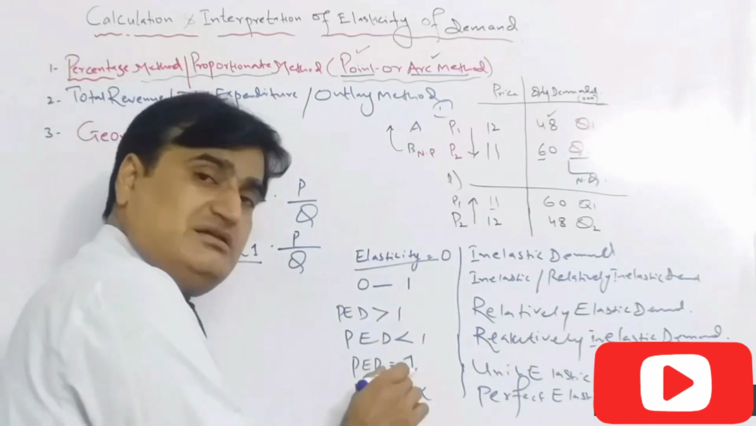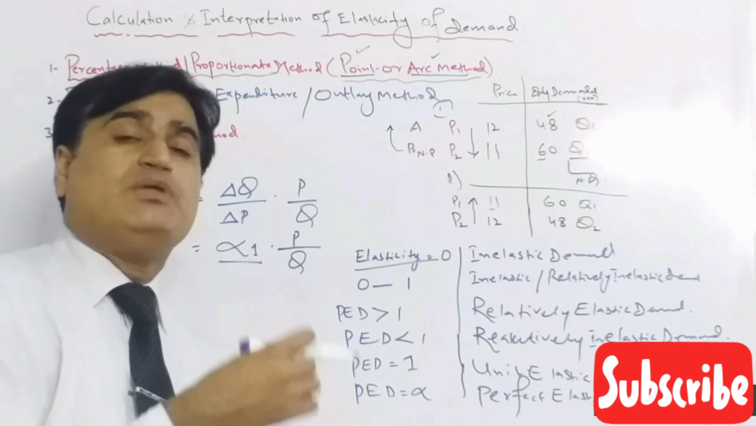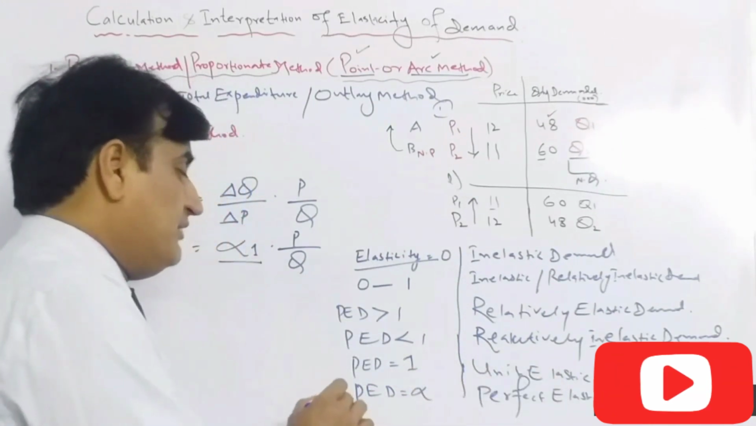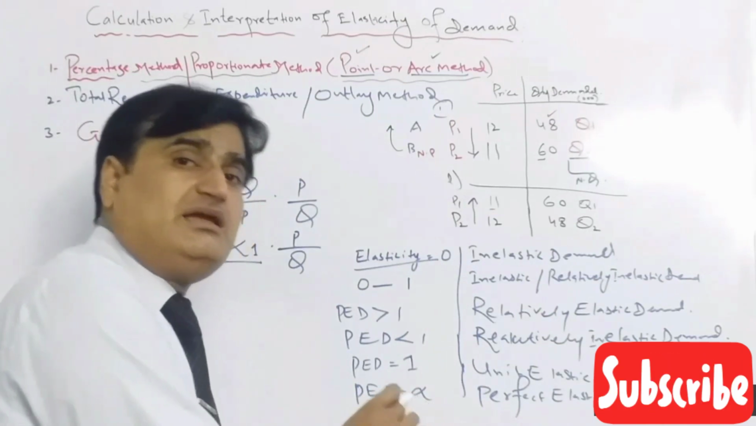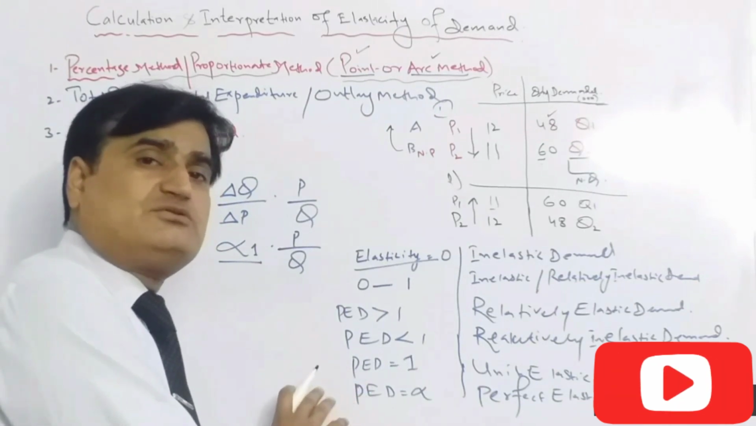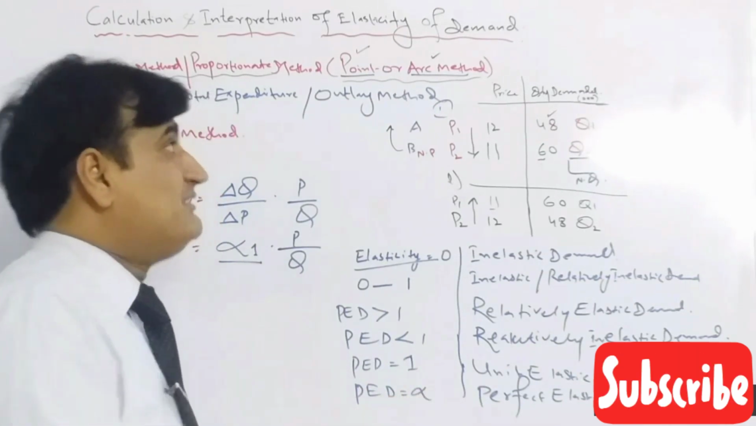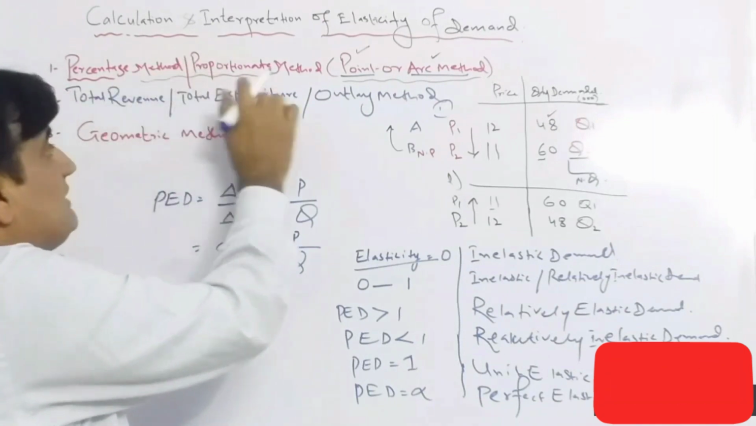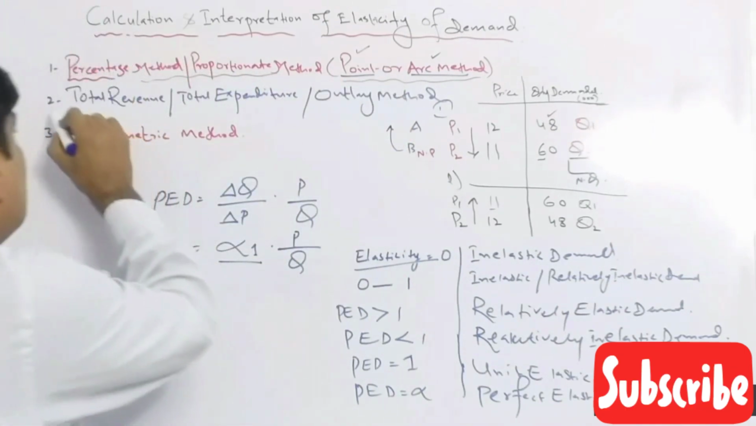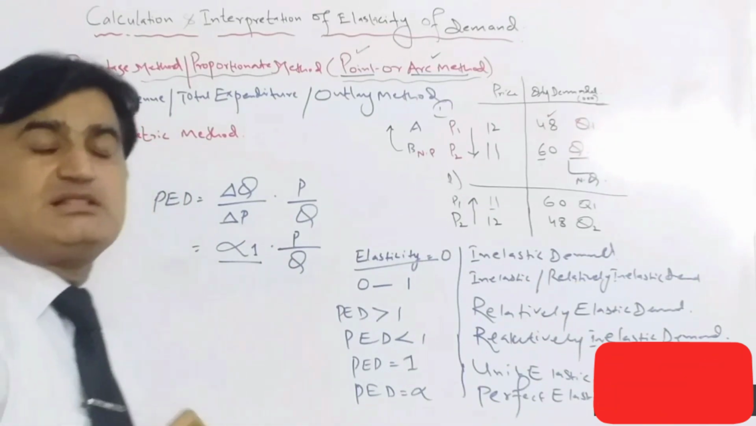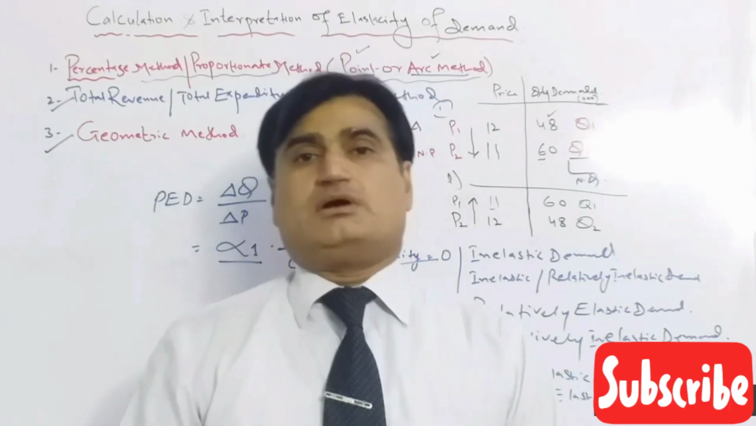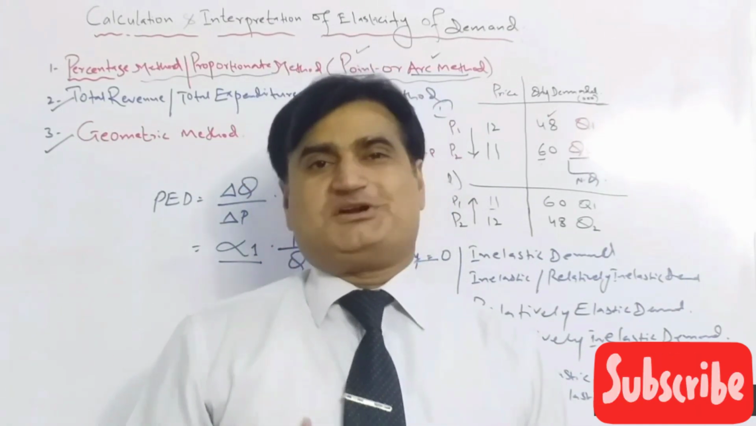When price elasticity of demand is equal to 1, it means that there is a proportional change in quantity demanded with respect to proportional change in price. When price elasticity of demand is infinity, it means that a minor change in price leads the quantity demanded almost to 0 or infinity. So it's all about the percentage method or proportional method. In the next lecture we will learn about the total revenue and geometric method, that is, how the elasticity can be calculated through the total revenue method and geometric method.